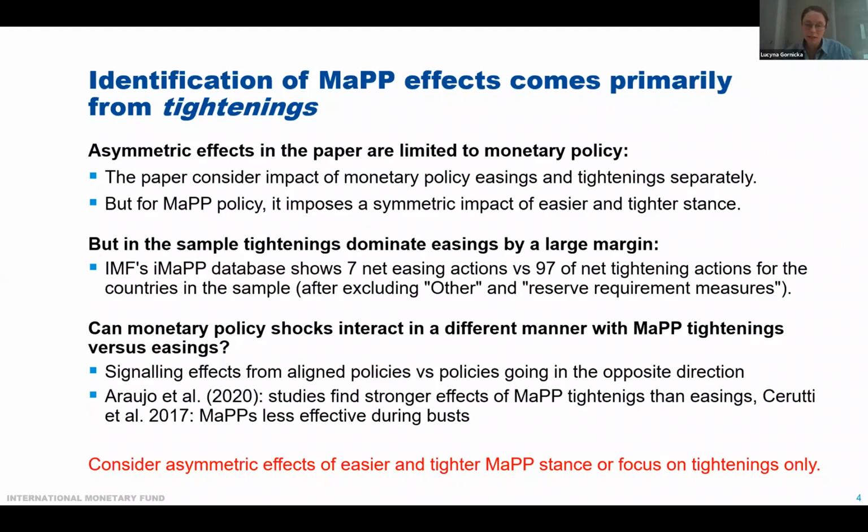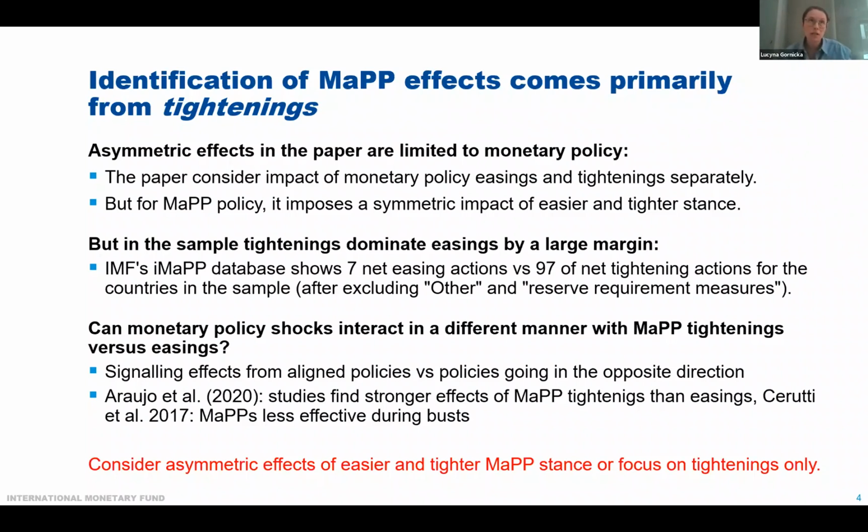So I didn't look at the ECB database. I looked at our own IMAP database that Luke mentioned. I assumed that they should show the same things. And when I look at the number of easings and tightenings across 17 different categories of macroprudential tools for the countries in the sample and the period, I see only 7 net easing actions versus 97 tightening ones. So then the question is, of course, whether the interactions of monetary policy shocks could be different for tightenings of macropru versus easings.